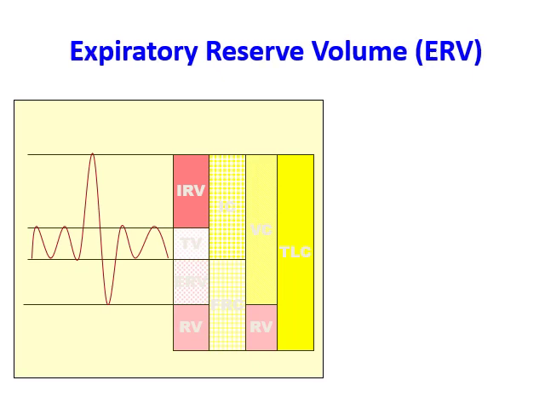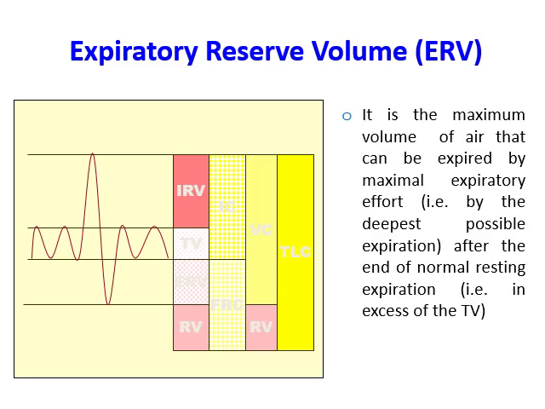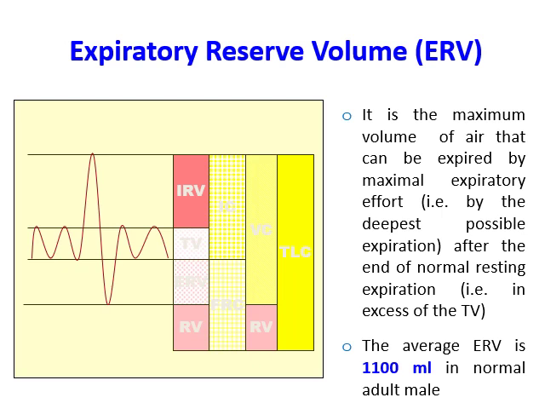The third static lung volume is the expiratory reserve volume. It's the maximum volume of air that can be expired from the end of a normal expiration. And how much is it? The average expiratory reserve volume is 1100 milliliters in a normal adult male. And where can you find it on the spirogram? The expiratory reserve volume is this.